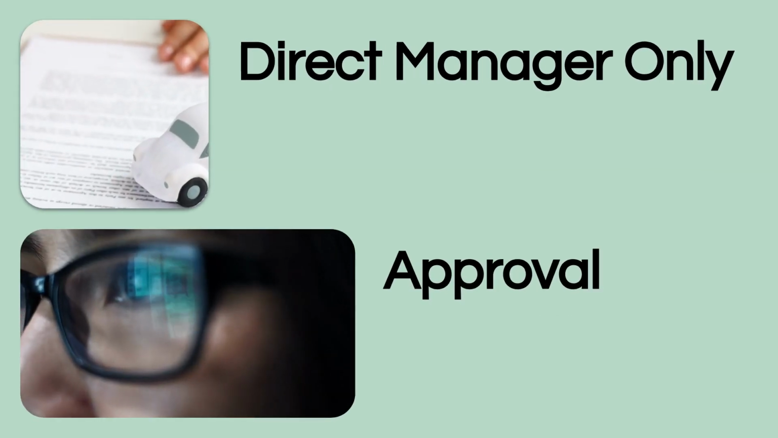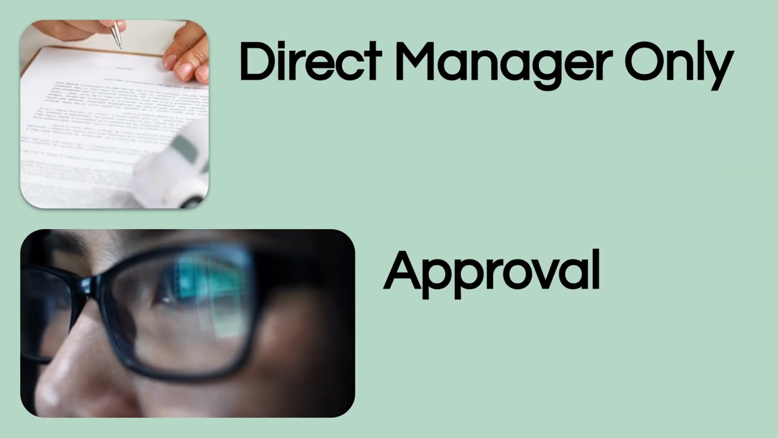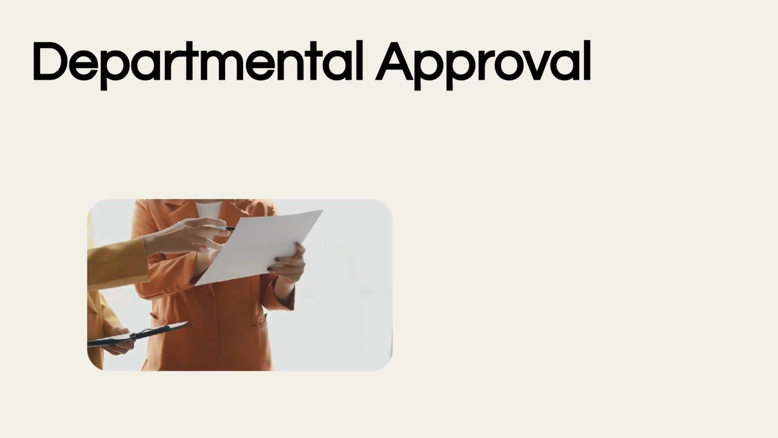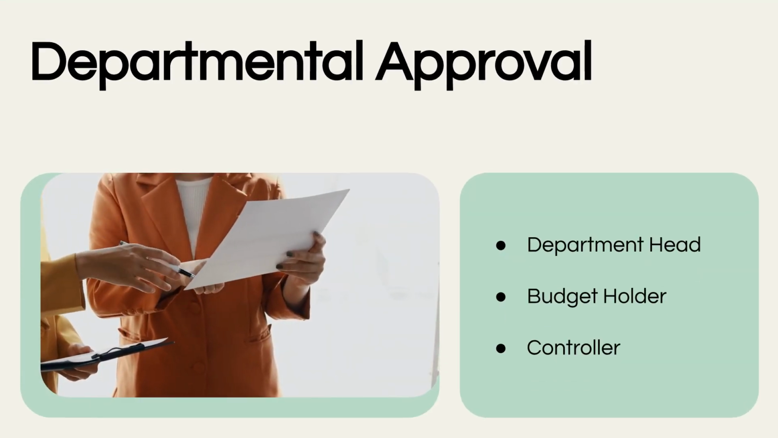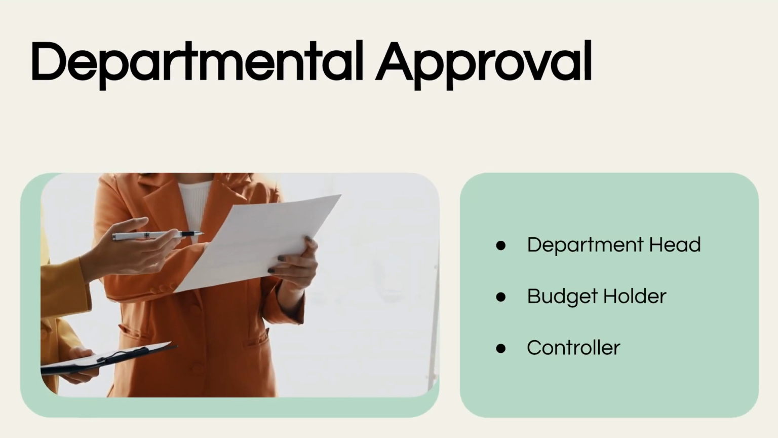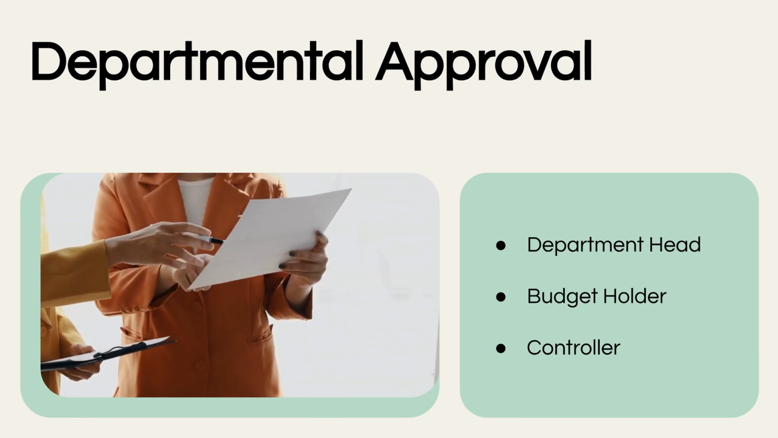The approval process depends on the predefined spending limit, the threshold. If the total amount falls below the threshold, the direct manager's approval finalizes the process. For expenditures exceeding the threshold, additional approval may be required from a designated department head or another authorized party.